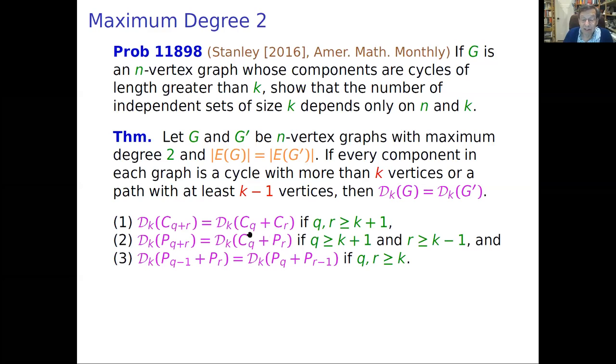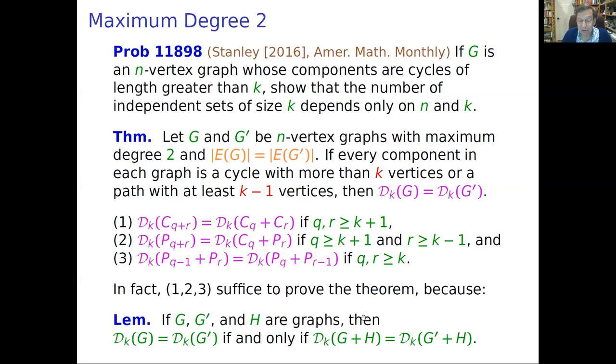That is the class that I mentioned at the beginning: if we have a path with 2L vertices compared with a cycle and a path, then they'll have the same K deck. And finally, if you have two paths and you shift a vertex from one to the other, slightly changing the lengths, they have the same K deck as long as each component has at least K plus one vertices. Why do I mention these three cases? Because not only are they interesting special cases, they are all you need to prove the theorem, because of this nice lemma: two graphs have the same K deck if and only if their disjoint union with any other graph you want has the same K deck. That means once you get two graphs to share a component, you can forget about it and just test whether the remaining graphs have the same K deck or not.